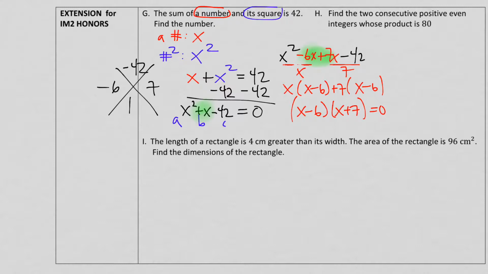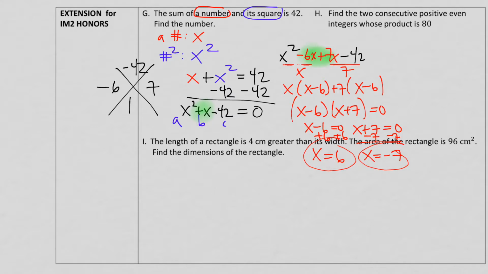So again, in this question, I want to find the number. So I want to solve for x, because x is my number in this case. So if I solve this equation, I can set each factor equal to 0. So x minus 6 equals 0, or x plus 7 equals 0. If I add 6 to both sides here, I get x equals 6. Here I can subtract 7 and find that x equals negative 7. Now in this case, if it says to find the number, these both work. There's no restriction to what the number can be. So if you want to verify, just check.